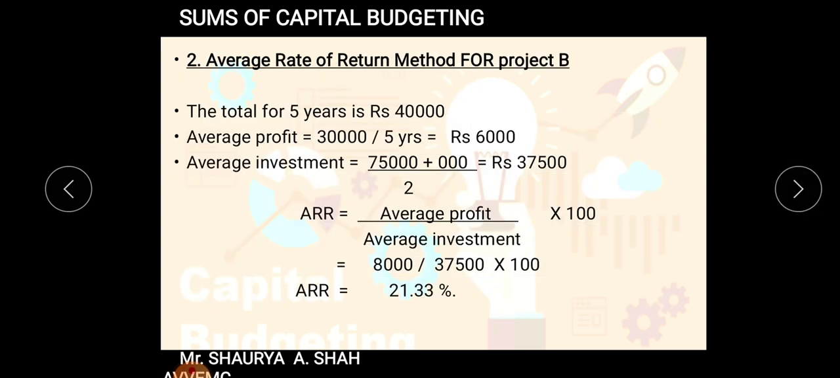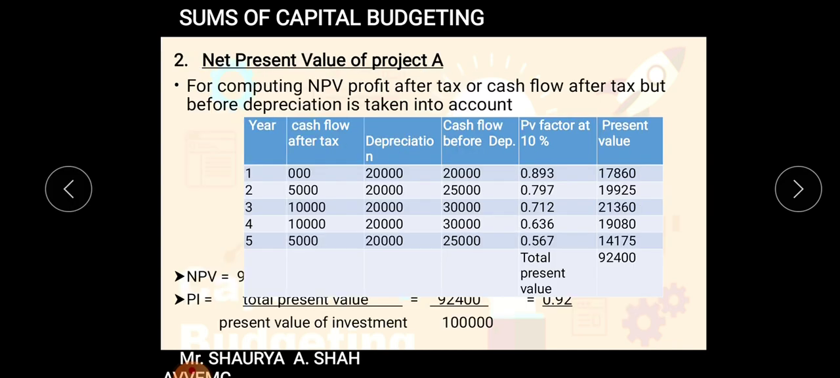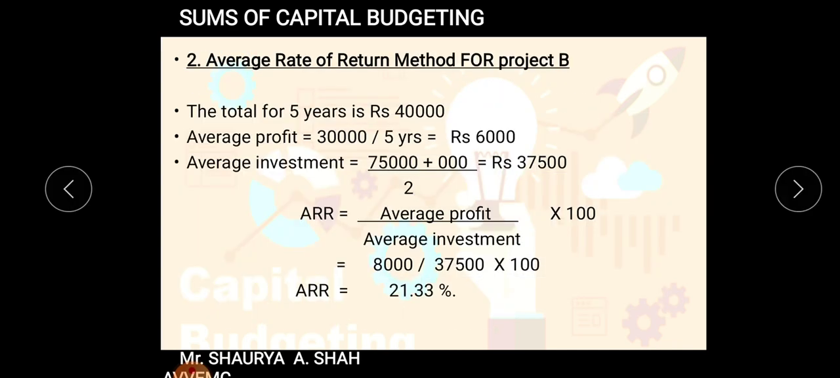So average net profit, once again, the total profit for 5 years is 40,000. Average net profit is 40,000 divided by 5, so you will get the answer of 8,000. Fine. So the answer here will be 8,000, not 6,000. That was for project A. So 8,000 average profit you will be getting, students, right?